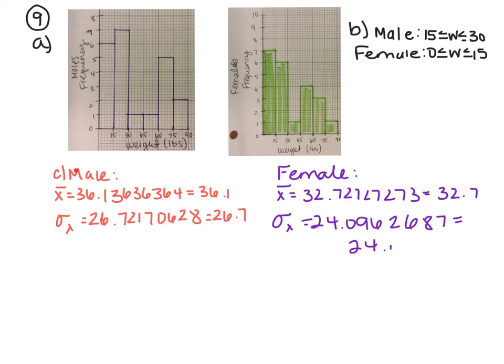For part C, plugging everything in your calculator, for males, you get your mean, your x bar, to be this, which simplifies down to 36.1, and your standard deviation to be this, which is 26.7. Females, you get your mean to be 32.4 and your standard deviation to be 24.1.